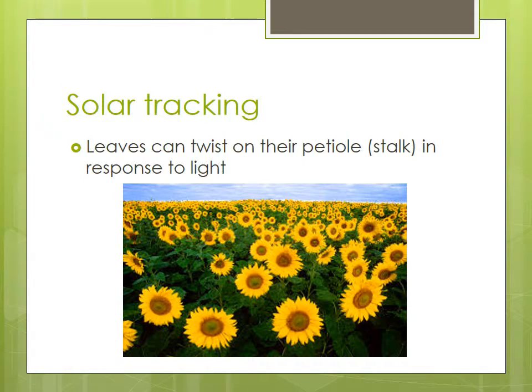Solar tracking, this is when plants twist themselves to follow the sunlight. And the example that we have for that one is the sunflowers. The sunflowers twist their bodies, so their stems, so that they're able to follow the sun as it goes across the sky.